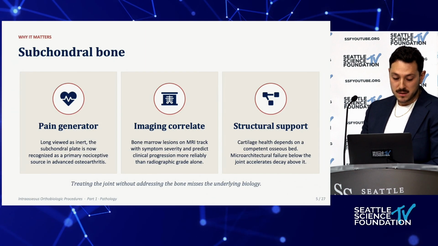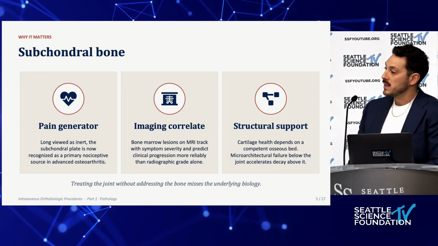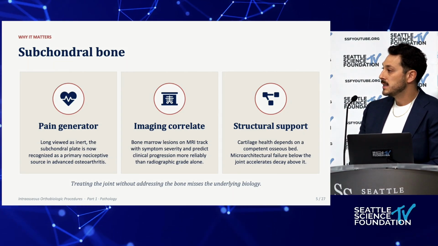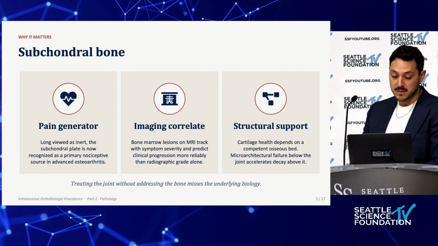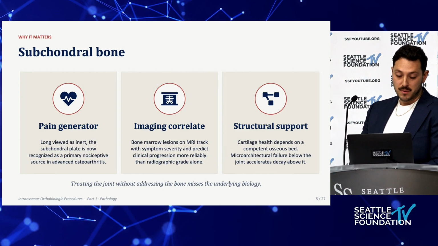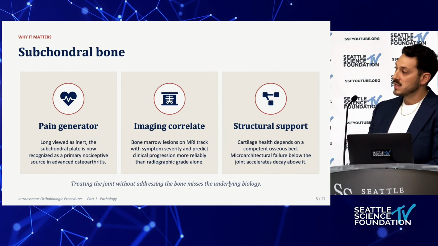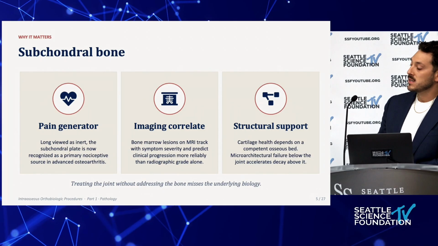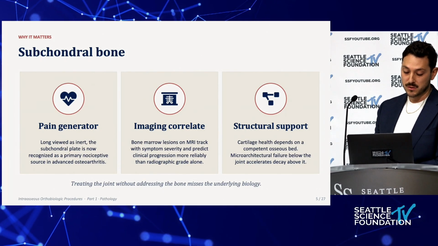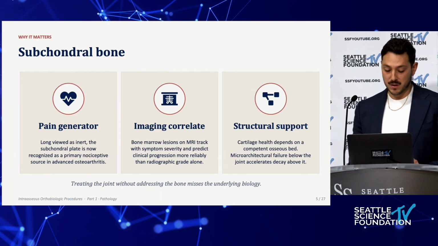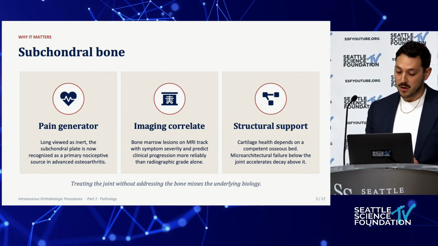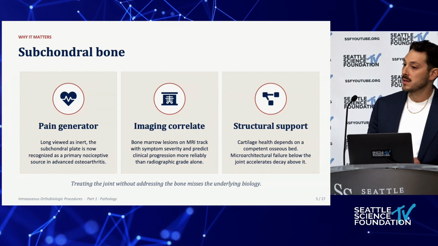The subchondral bone is long thought to be inert, but we know bone is a living tissue. It's recognized as a primary nociceptive source for advanced osteoarthritis. Bone marrow lesions on MRI track with symptom severity and predict clinical progression to osteonecrosis, more so than radiographic appearances alone. The cartilage health depends on a competent osseous bed.